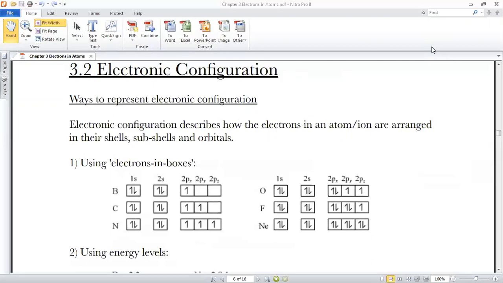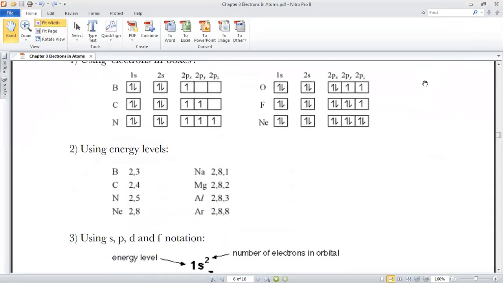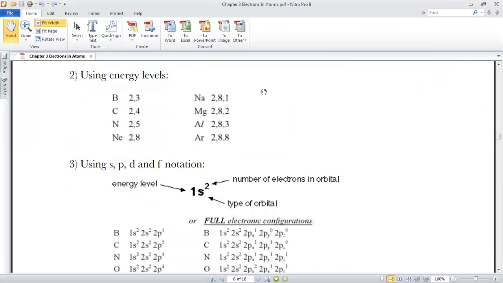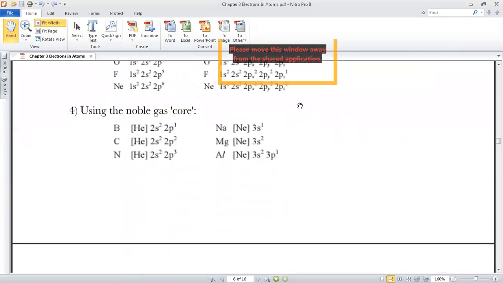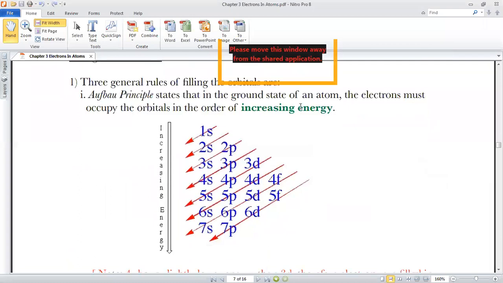According to the energy level diagram, if we follow the energy level, the lowest energy 1s will be filled first, and then 2s will have one electron. So 1s2 and 2s1, and the same thing will go on. Unless the lower energy orbital and subshell is filled, we will not move on to the next one.